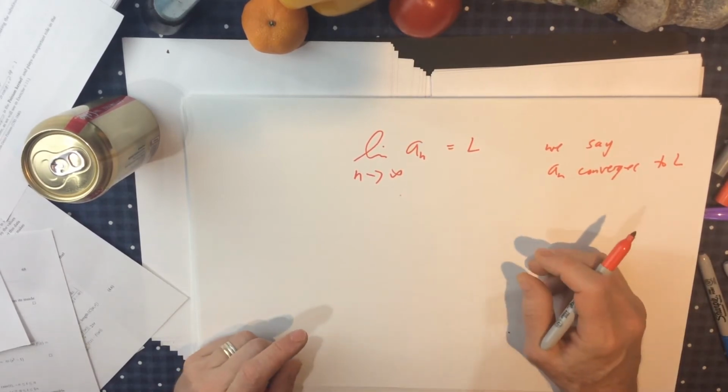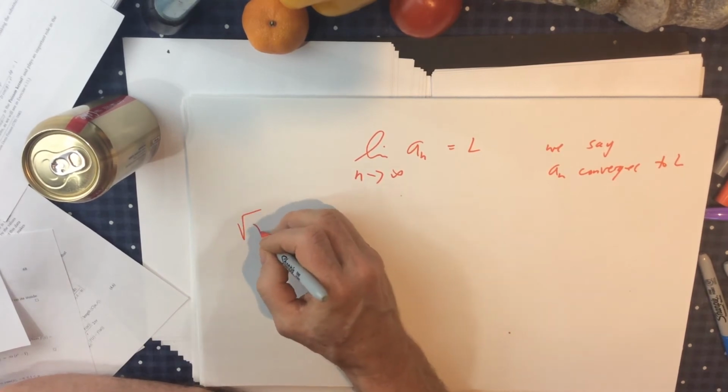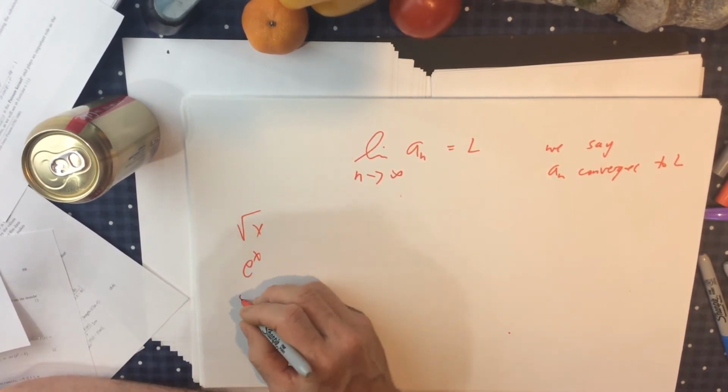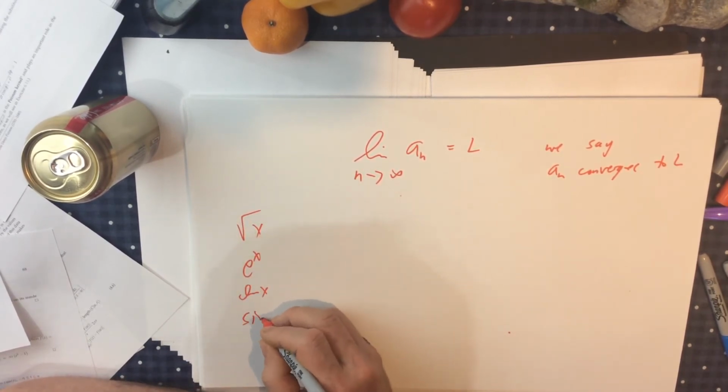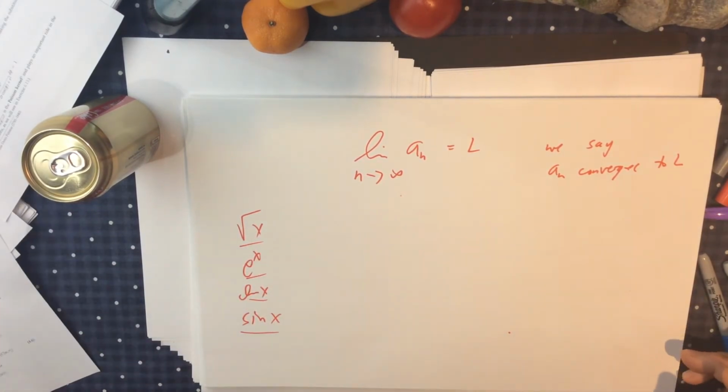Now, some sequences are really important, and the reason they're important is that we have functions that don't have finite formulas. The formulas are infinitely hard, and we know these: the square root of x, e to the x, ln x, sine x. We know their names, we know how they behave, but you know what? We don't know how to calculate very many of their values.